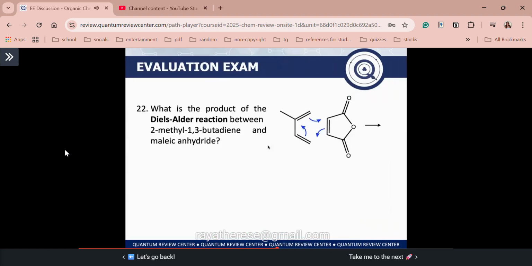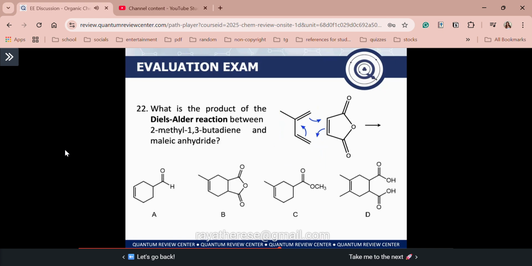Class, with that, let's start with item 22. What is the product of the Diels-Alder reaction between this 2-methyl-1,3-butadiene and maleic anhydride, your dienophile? Sir, hindi kami familiar with the structure ni maleic anhydride. Class, again, pag anhydride, this is the structure. This is, of course, a carboxylic acid derivative. So, from the nomenclature itself, you can already figure out the anhydride here.